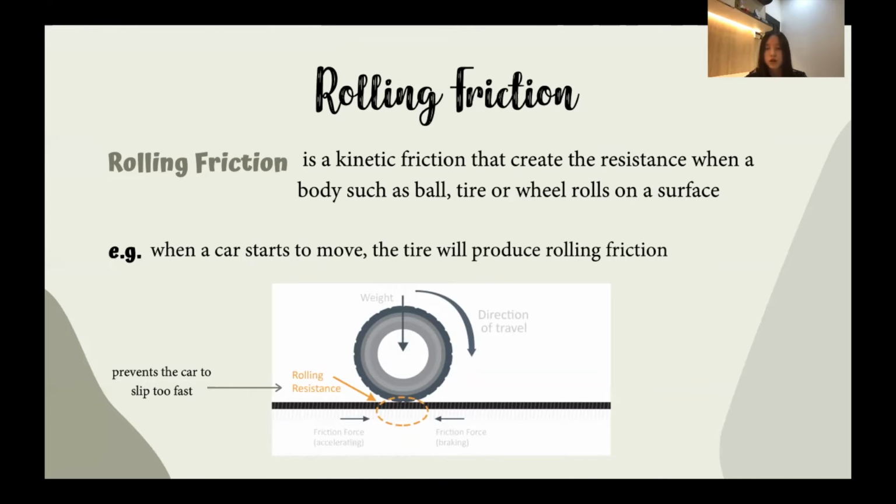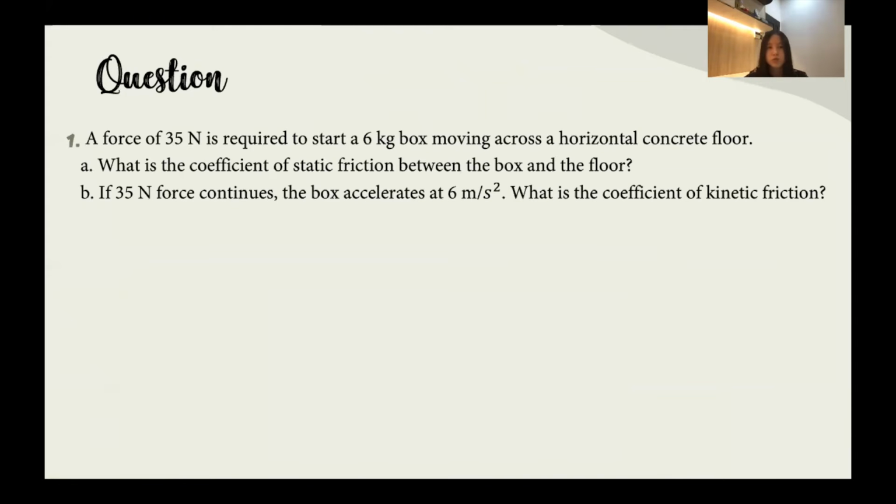So, sliding friction and rolling friction are known as kinetic friction, which tends to slow down the sliding motion when an object touches the surface. Next, we'll proceed to the questions for the coefficient of kinetic friction.